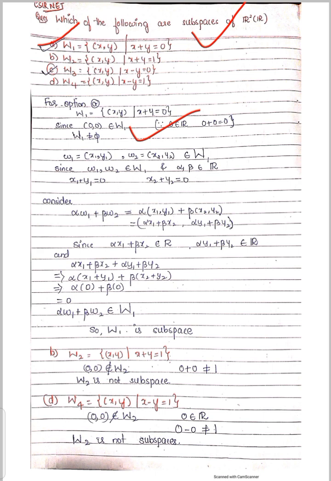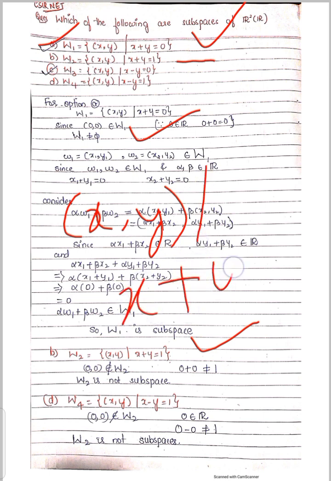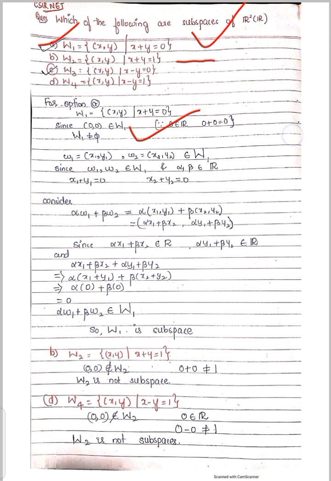Now let's check the second option, whether it is a subspace or not. W2 is the next set they have given, which contains the ordered pairs, but the condition is x plus y equal to 1. W2 is a set in which we have collected ordered pairs, but the condition is that x plus y should be equal to 1. Now check whether it is a subspace or not.